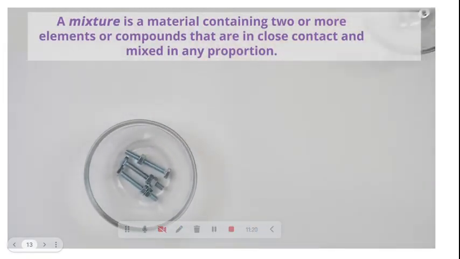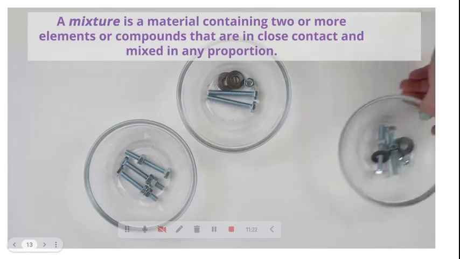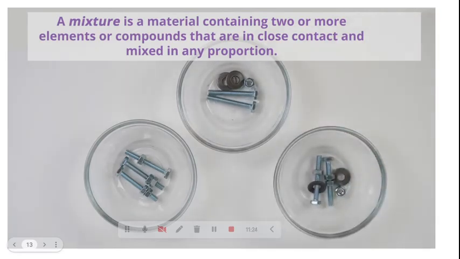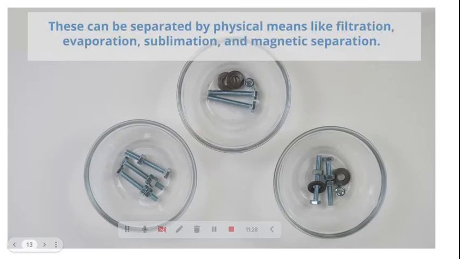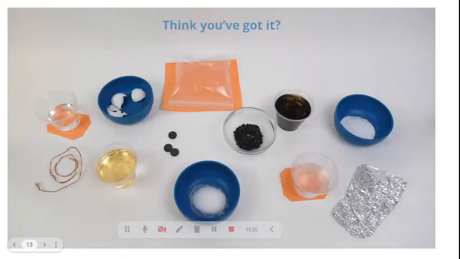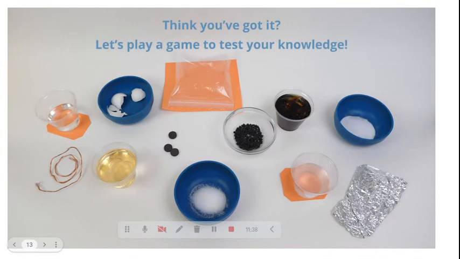A mixture is a material containing two or more elements or compounds that are in close contact and mixed in any proportion. These can be separated by physical means like filtration, evaporation, sublimation, and magnetic separation. We did this last class. All right, you guys think we got it? Let's play a game to test your knowledge.